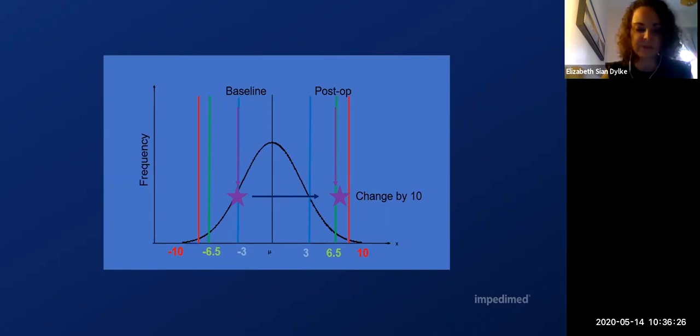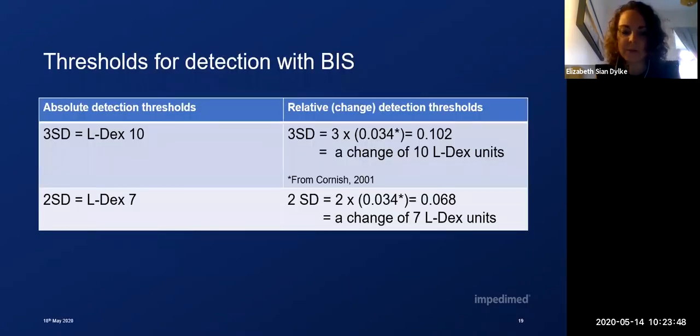By definition, 50% of patients will have a pre-surgery L-Dex of less than 0. To get over 10, therefore, is a shift of more than 3 standard deviations, representing a significant increase in the amount of fluid in the limb. And in fact, in the original 2001 paper, it was recommended that a change of 0.1, or 3 standard deviations of an individual interlimb ratio, which also equates to an L-Dex change of 10 units, could also be considered indicative of developing lymphedema.